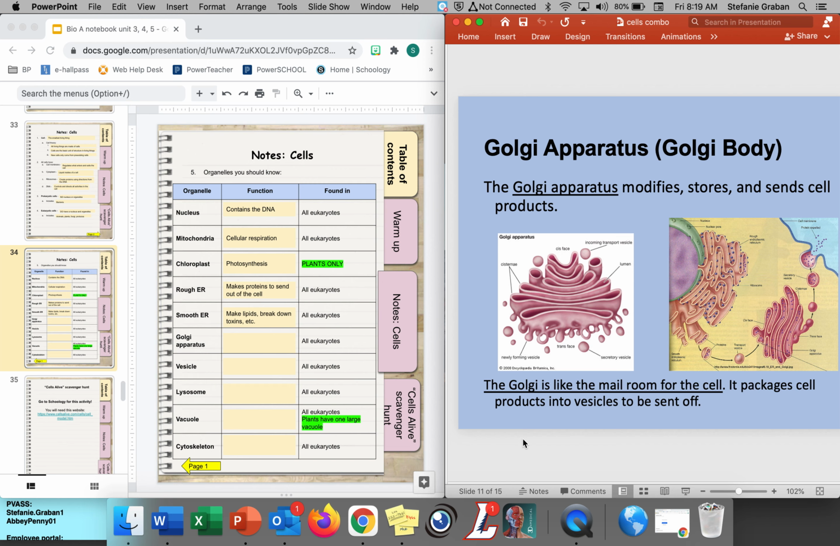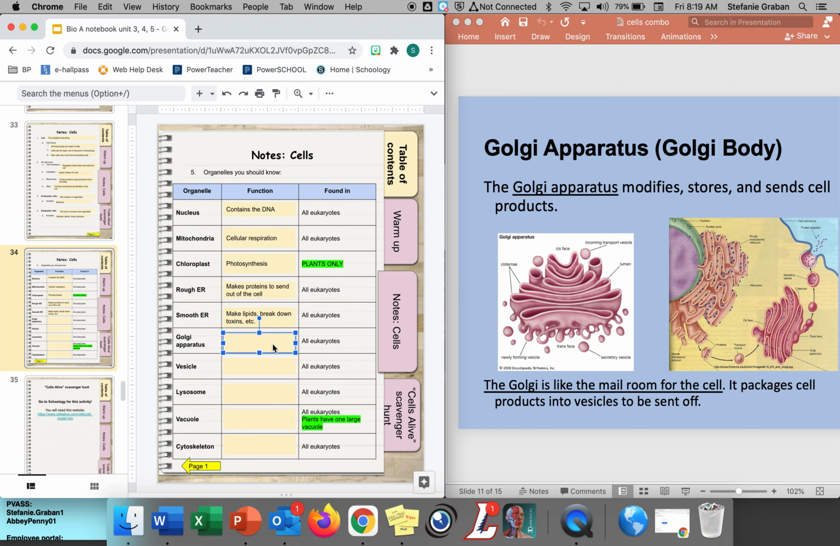The Golgi apparatus, its job is to take all the things that a cell wants to send out, package them up into little bubbles, and send them out. It's kind of like the mailroom. We think of like a UPS or FedEx or anything that would send you packages. It puts stuff into little packages and sends it out all over the cell or even out of the cell.